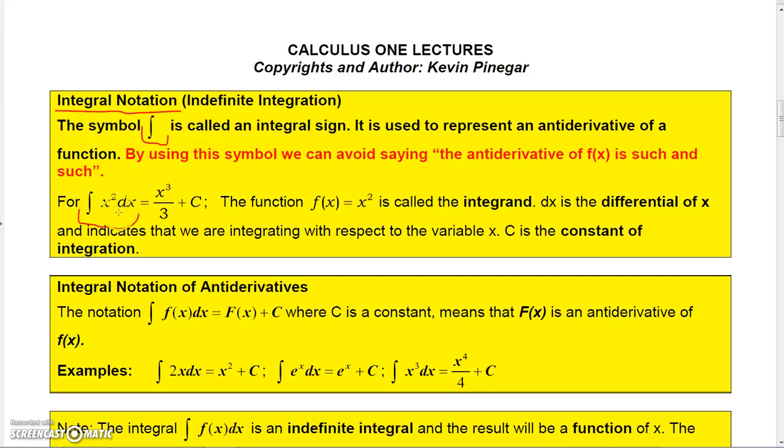x squared. Now the dx is there to make sure you know which variable you're integrating with respect to. Because technically, even though it's a function of x, you could integrate with respect to another variable, but that comes in a later calculus course. So if we wanted to integrate x squared dx, we know that it's x cubed over 3 plus c. So the function x squared is called the integrand, dx is called the differential, and of course the constant c is the constant of integration.